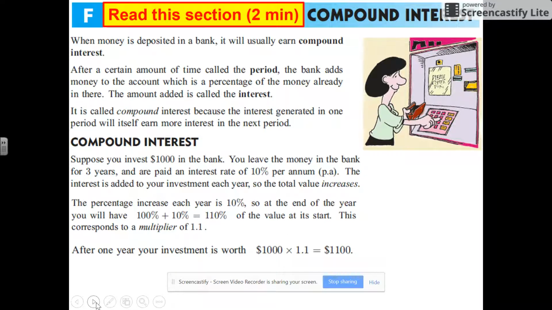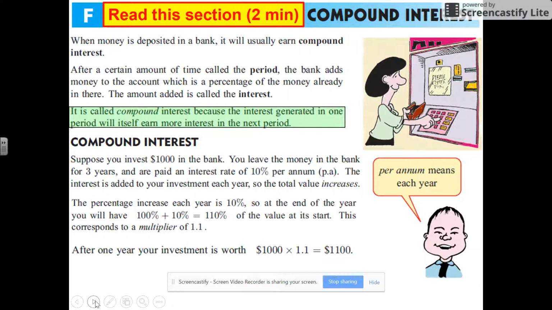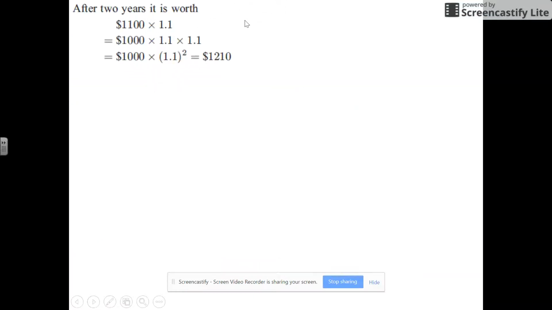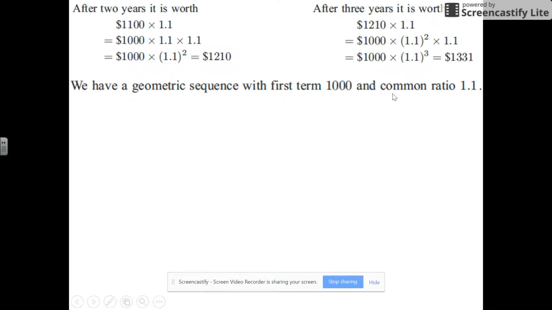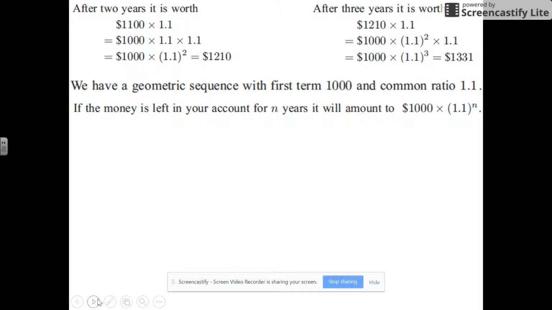Okay, you can pause and finish reading this. And this works also for financing and those kinds of things, on the positive side and the negative side. Okay. So if you think about it this way, if your value is $1,000, 1 year is times 1.1, 2 years is times 1.1 squared, 3 years, etc. The first term is 1,000. The common ratio is 1.1. So you can come up with a formula for any term.